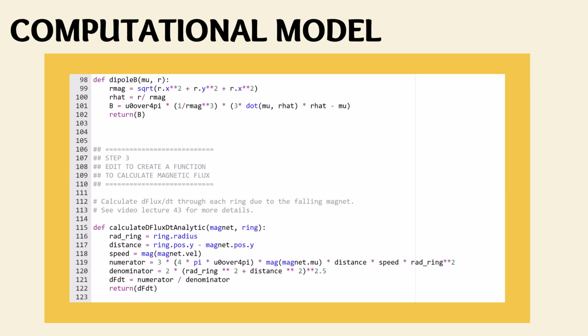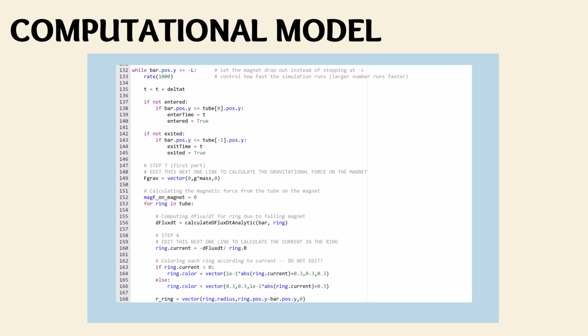In this top function of code, we're calculating the B field, and then in the bottom function, we're calculating the change in flux over the change in time. In lines 132 through 145, we're basically seeing the time that the magnet exited the tube. And then further down in the code, we are accounting for the gravitational force.